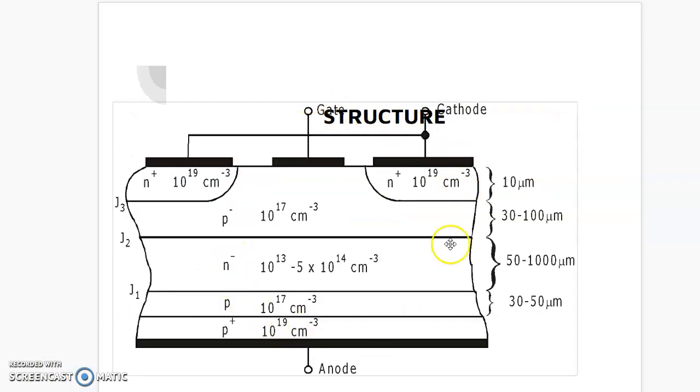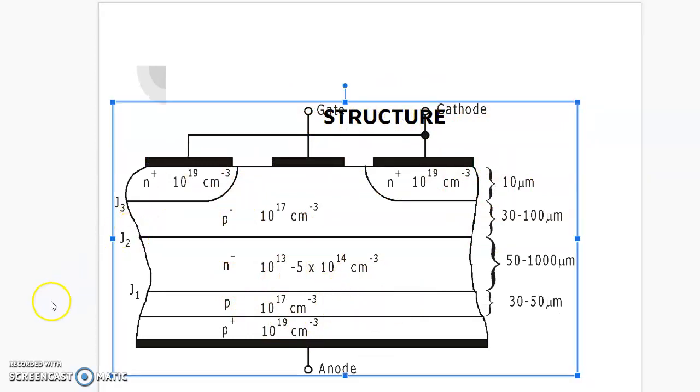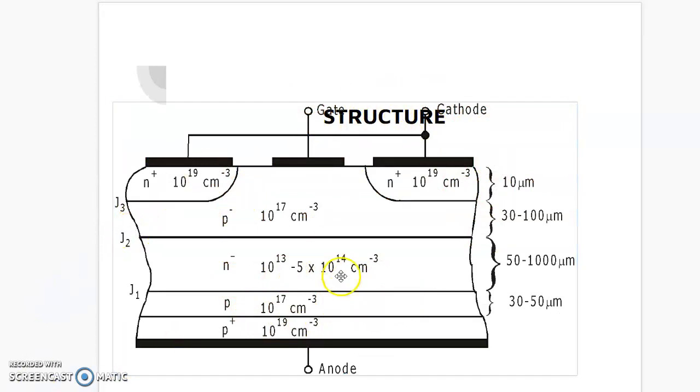So this is the structure of the SCR. Here we can see clearly that the anode is connected to the P terminal. Then there is an N terminal, then a P terminal, and an N terminal here. So the cathode is connected to the last N terminal and the gate is connected to the P terminal.